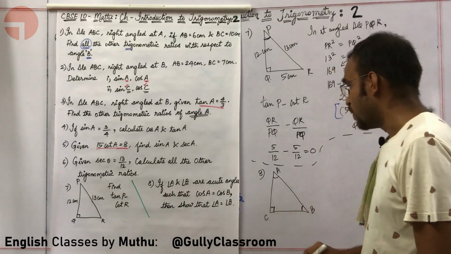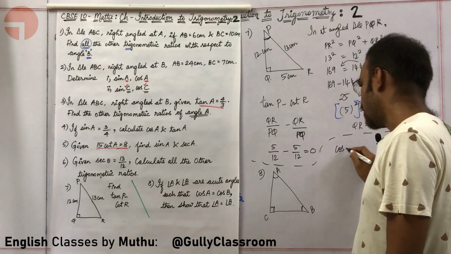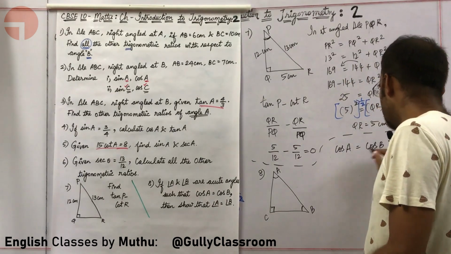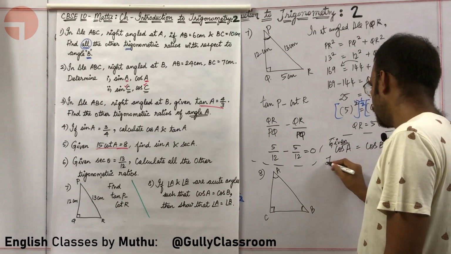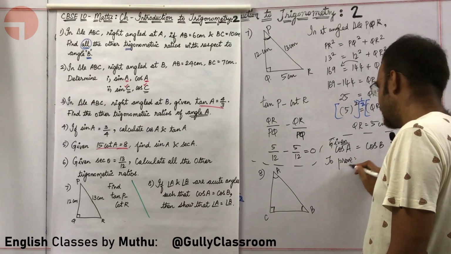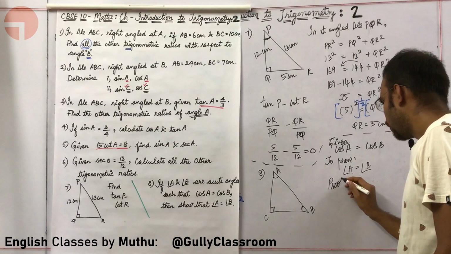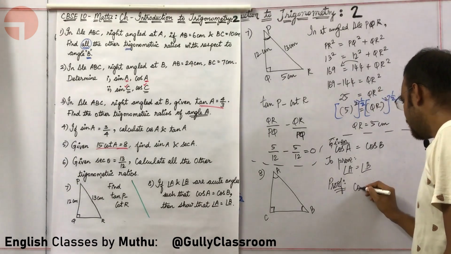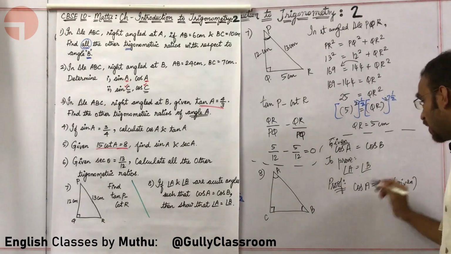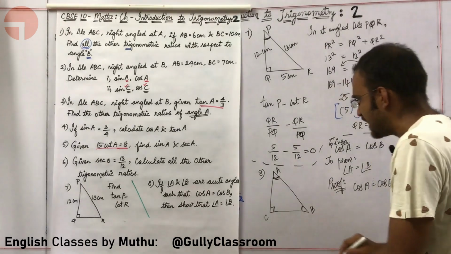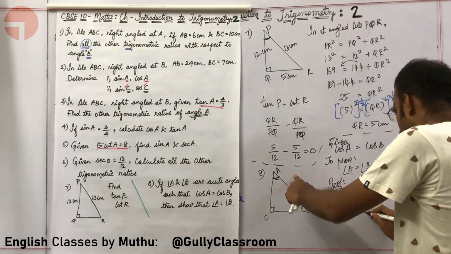Fine, sir. What next? I am going to say cos A is equal to cos B. This is literally given. What do we need to prove? We need to prove that angle A is equal to angle B. Where is my proof? This is your proof. First, they have given that cos A is equal to cos B. What is cos A? Cos A means adjacent by hypotenuse. What is adjacent over here? AC. What is hypotenuse? AB.